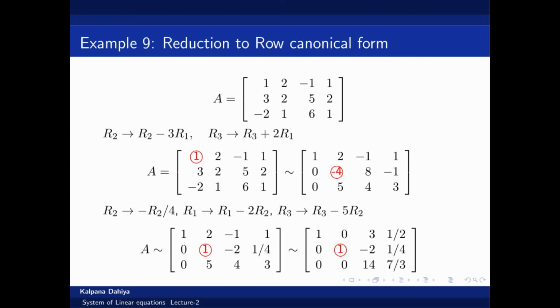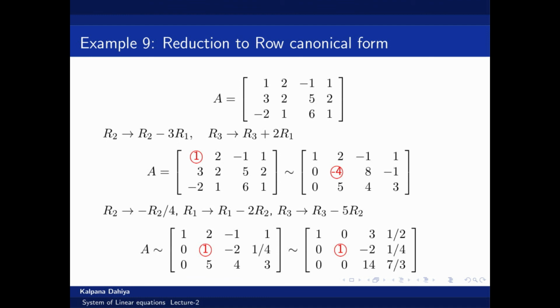So we have the matrix as: first row is 1, 2, -1, 1. Second row is 0, 1, -2, 1 by 4. Now in the third row, we have 0, 5, 4 and 3. Now we make the third row entry 5 as 0. For this I am applying the operation: third row goes to third row minus 5 times second row. So see the last matrix. After applying this operation, we have the third row as 0, 0, 14 and 7 by 2.